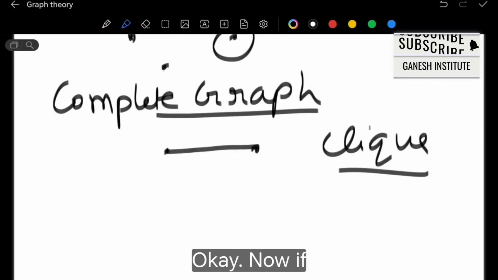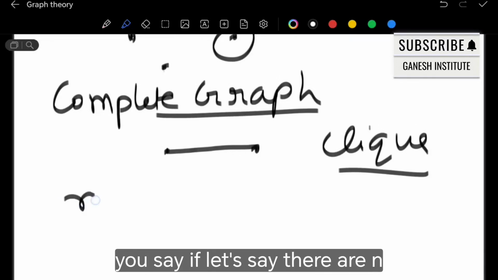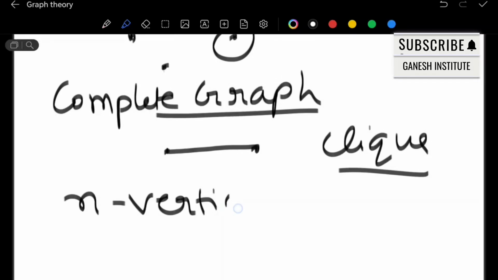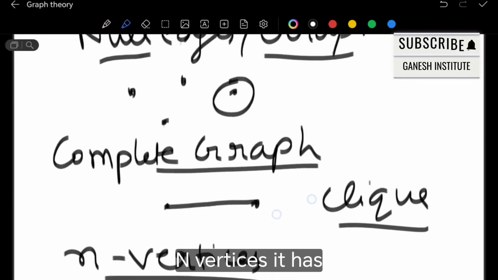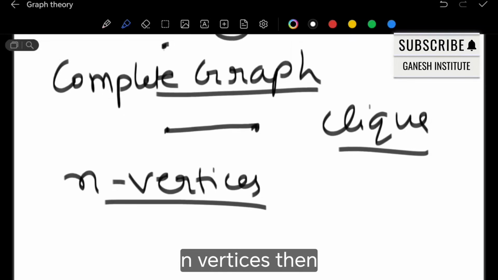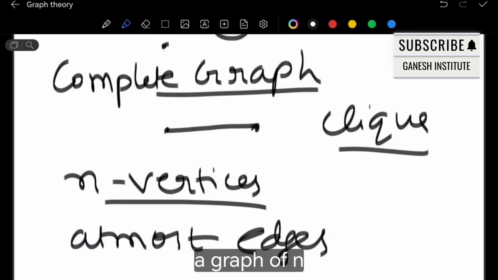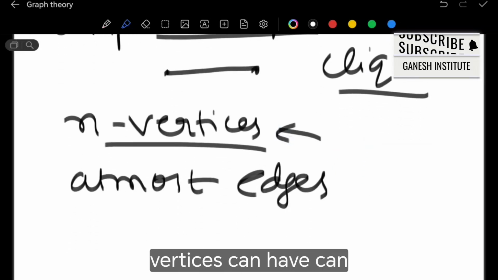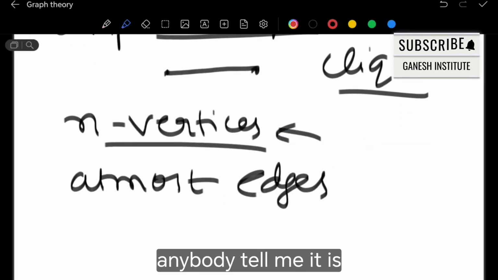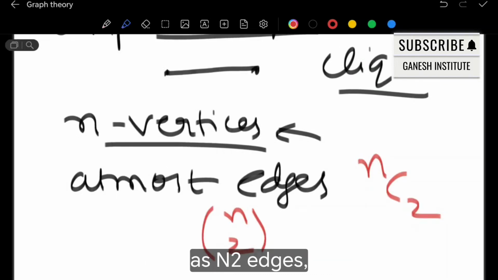So we'll consider it a complete graph. Now if someone asks, let's say there are n vertices in a graph, for example 4 vertices, so the order is 4. At most, how many edges can there be? At most the number of edges a graph of n vertices can have is nC2.